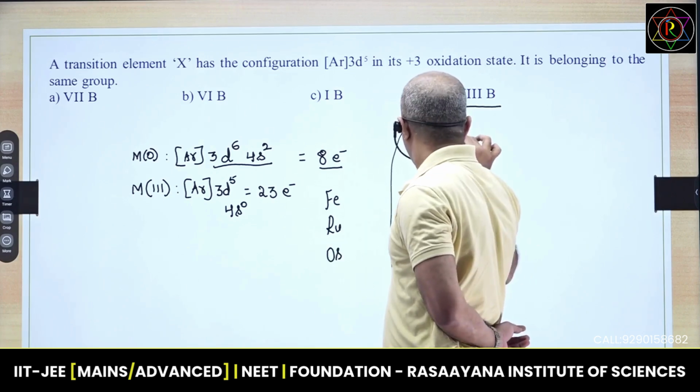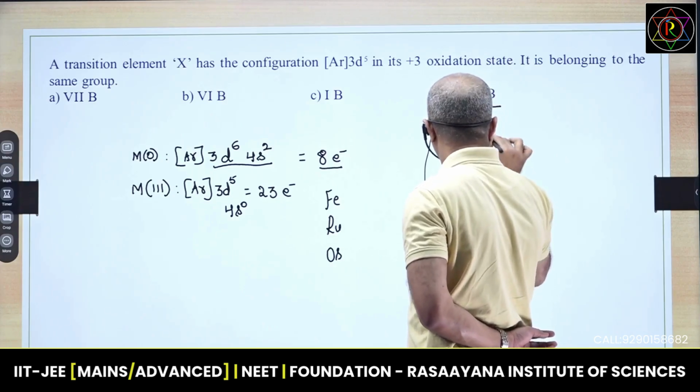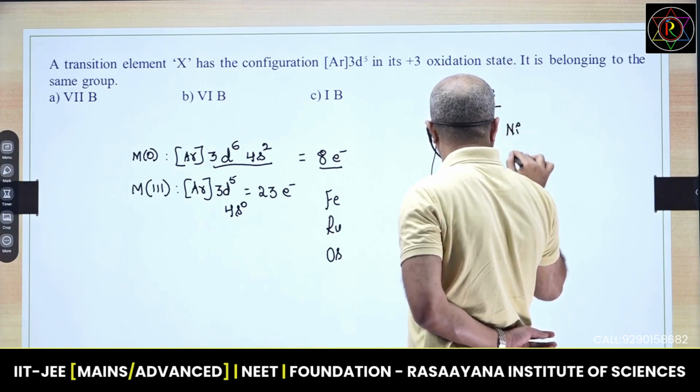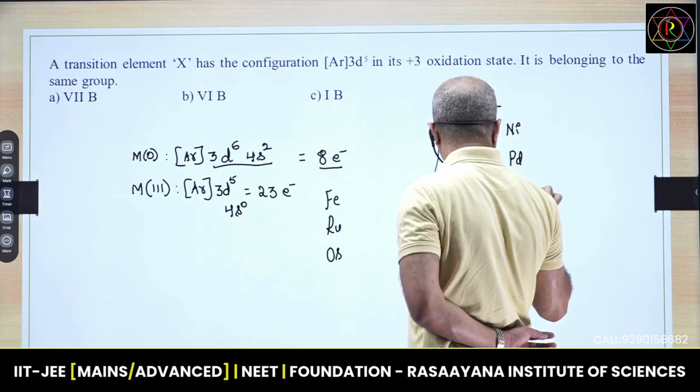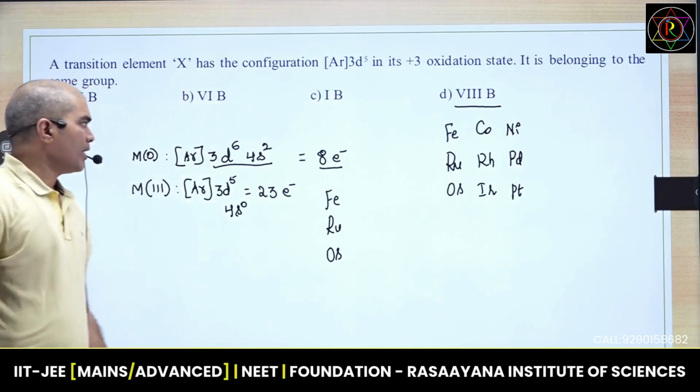8b will have iron, ruthenium, osmium, cobalt, rhodium, iridium, nickel, palladium and platinum. Okay, so that element is iron.